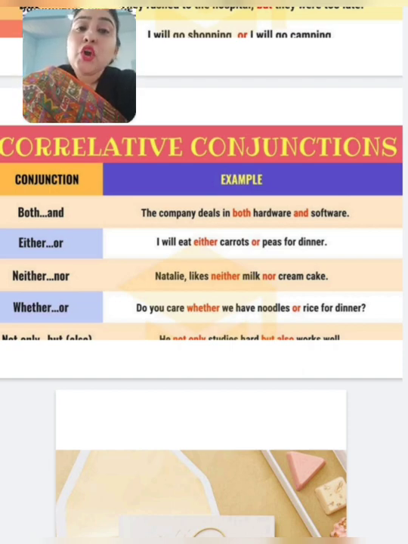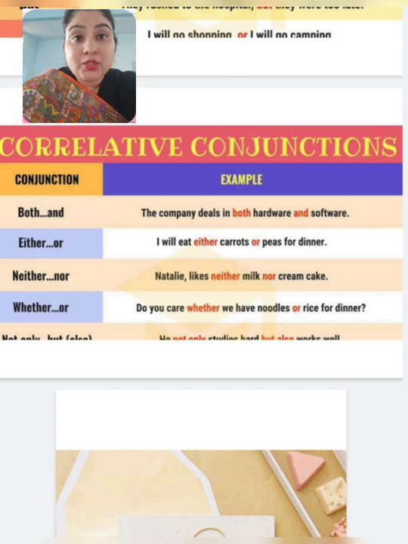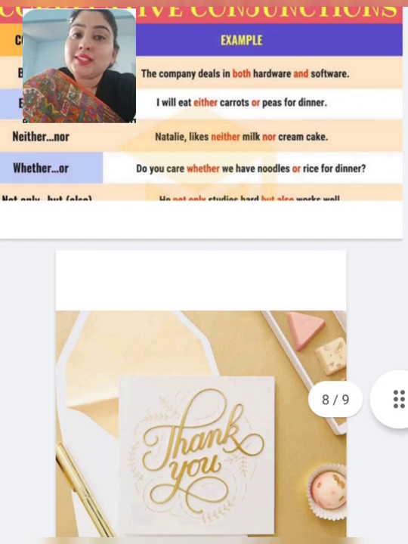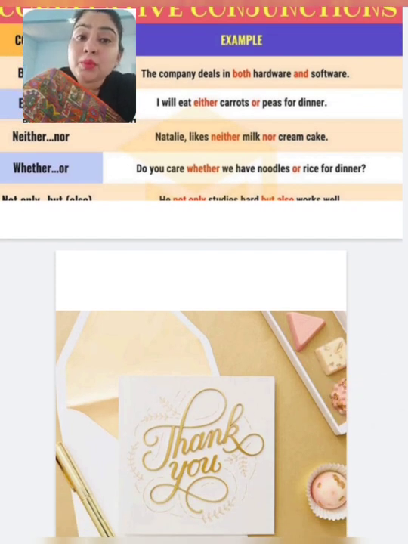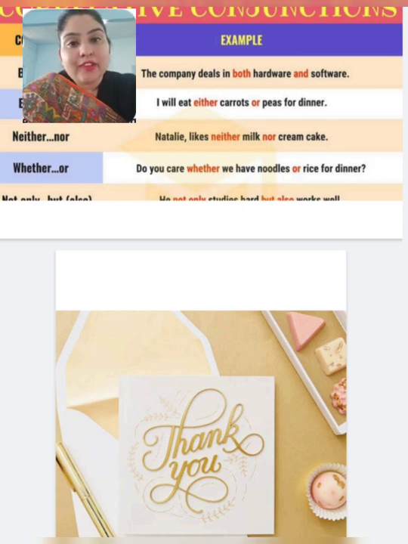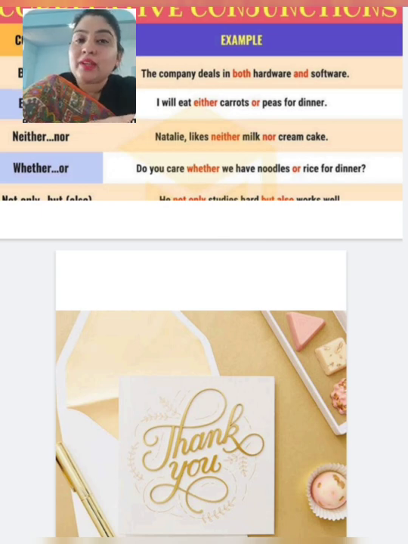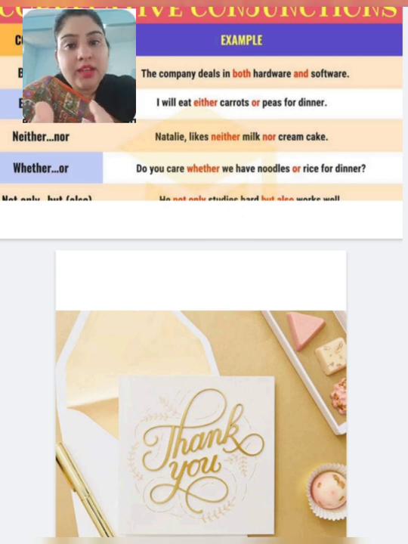Now see the next, correlative. Children, as I taught you earlier, correlative means it always works in pairs. Now see the first one, both and. The company deals in both hardware and software. Either or. I will either eat carrots or peas for dinner. So या तो मैं peas खाऊंगी या फिर मैं carrots खाऊंगी. अब समझना बच्चों, either or is used for positive and neither nor is used for negative.